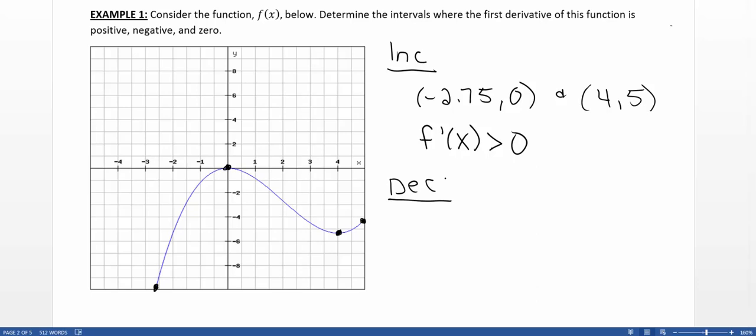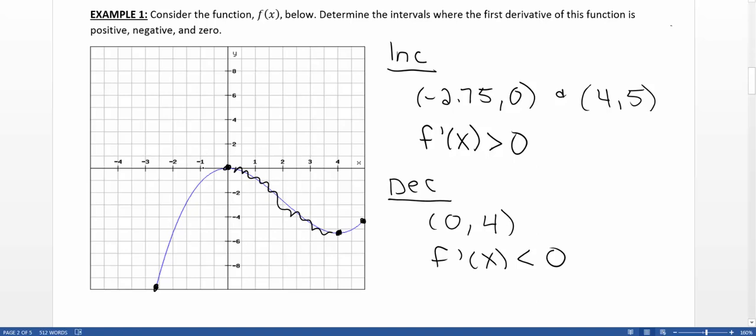So looking at this picture, I can see that I'm going to be decreasing from 0 to 4, right here, this interval here. So that means from 0 to 4, the first derivative of this function is going to be negative. Finally, I want to know where it's going to be 0, that first derivative.